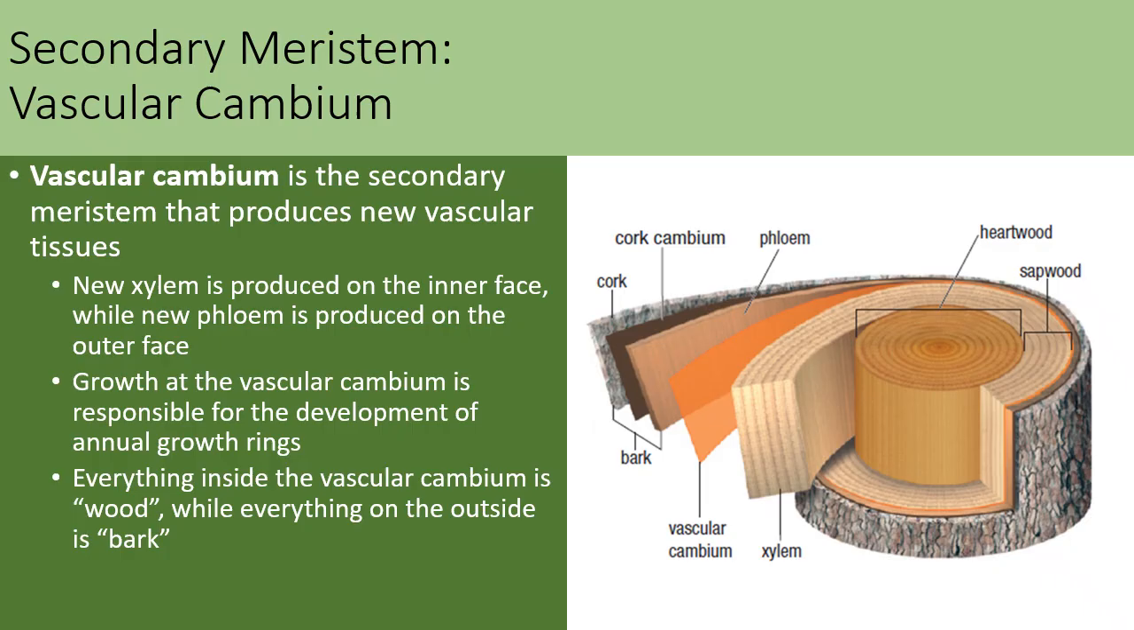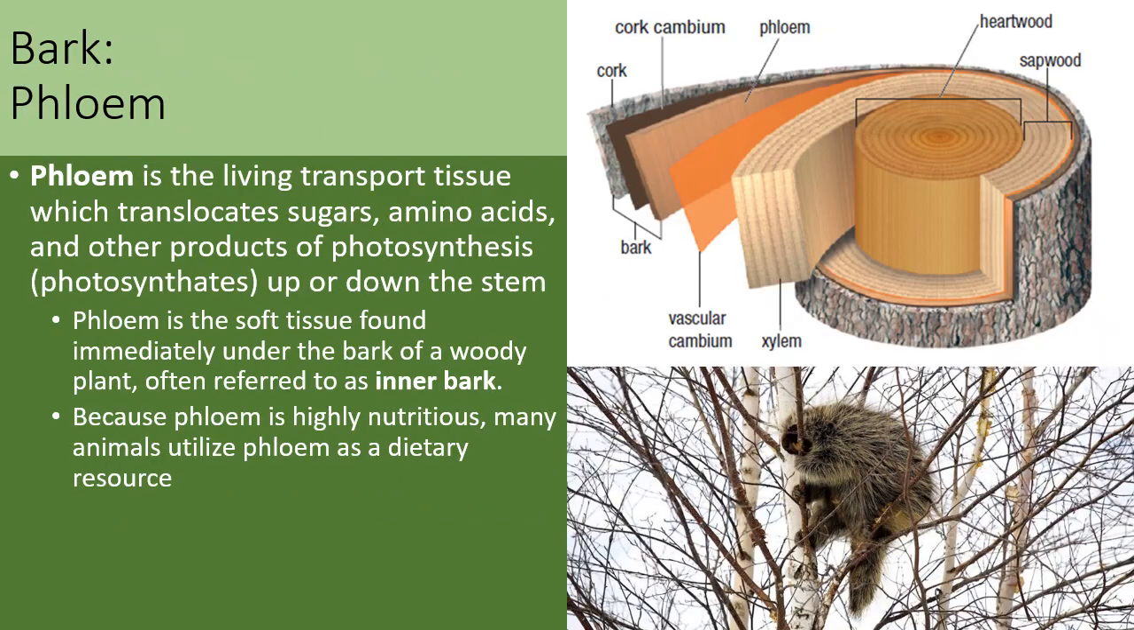So everything within the vascular cambium we refer to as xylem. Everything that's outside the vascular cambium we call bark. Just outside the vascular cambium, we have the bark, right? And the first layer is the phloem. So hopefully this is a review. Phloem is the living transport tissue, which translocates sugars, amino acids, and other products of photosynthesis, sometimes just called photosynthates, up and down the stem. It's soft, it's just under the hard bark of a woody plant, and it's often referred to as inner bark because of that.